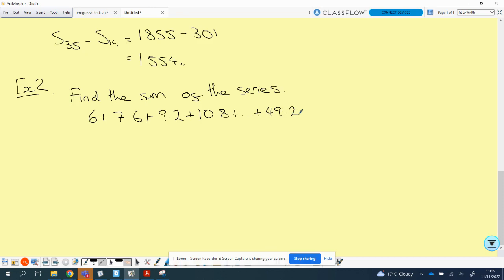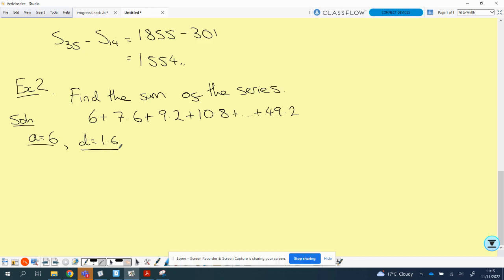Now again, the long way to do this would be to fill in the blanks and find all the numbers out and then add them up, but there's a much more efficient way to do it. Again, the good thing is from our values we can see what A is. A is the starting point, A is 6. And D is the difference, and in this case, every number's going up 1.6. Okay, so we've got that.